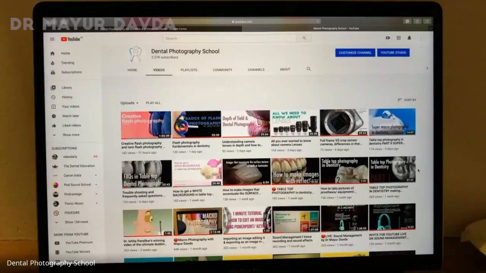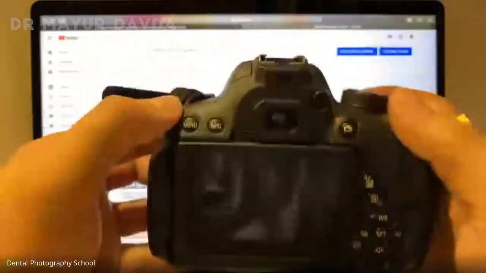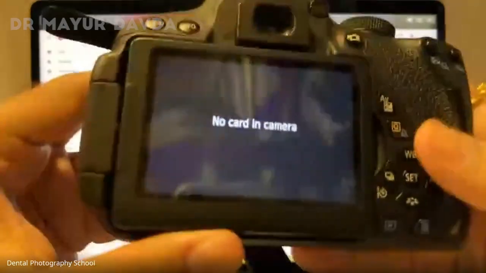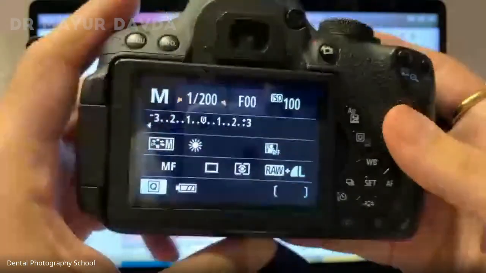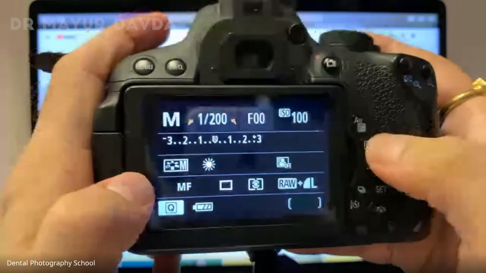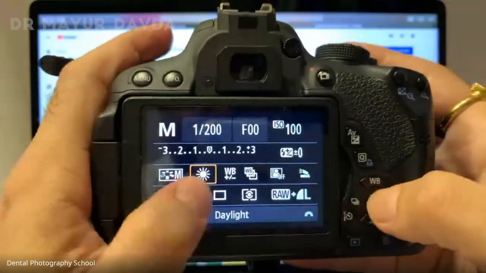So you have to understand that colors depend upon two settings. Look at my screen, everybody. That is my camera screen. So colors are dictated by two settings. One is the white balance, like Janani said. So this is the white balance.